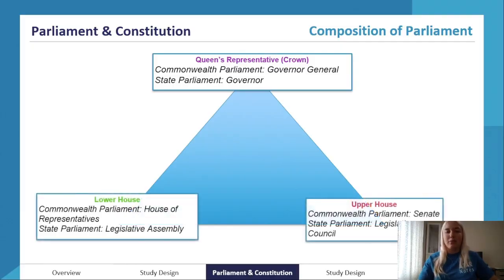And the first concept that obviously we're looking at is the composition of Parliament. So Parliament consists of the Crown, the lower house, and the upper house. And this includes both the Commonwealth Parliament and state level parliaments as well. And you need to know both of these. So let's talk about the lower and upper house first. The lower house in the Commonwealth Parliament is referred to as the House of Representatives. Within state parliament, so in Victoria, this is referred to as the Legislative Assembly. The lower house is referred to as the House of Government.